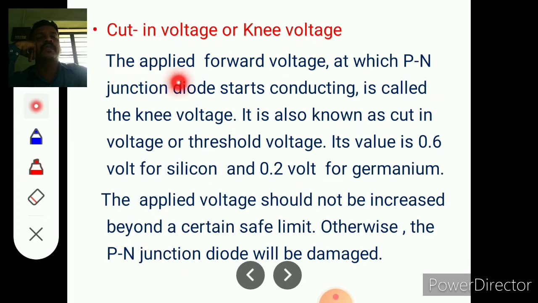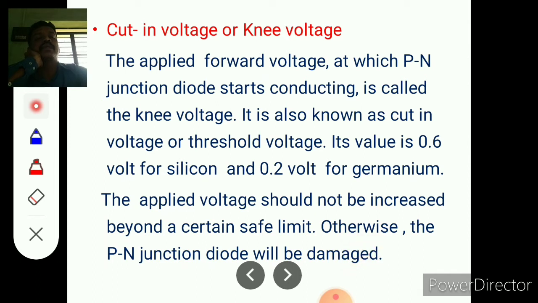The applied forward voltage at which a PN junction diode starts conducting is called knee voltage. It is also known as cut-in voltage or threshold voltage. Its value is 0.6 volt for silicon and 0.2 volt for germanium. The applied voltage should not be increased beyond a certain safe limit, otherwise the PN junction diode will be damaged.